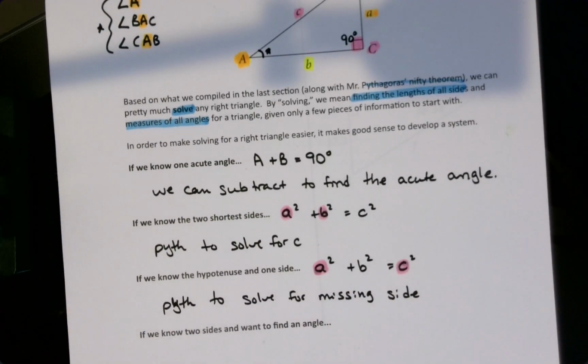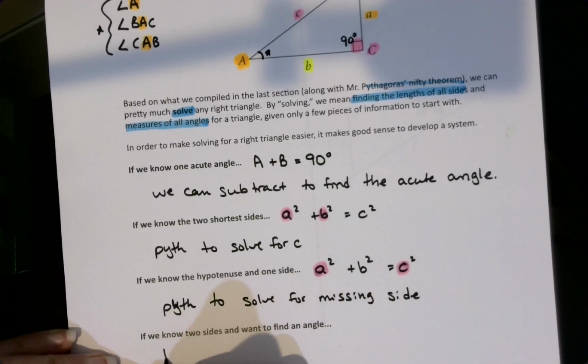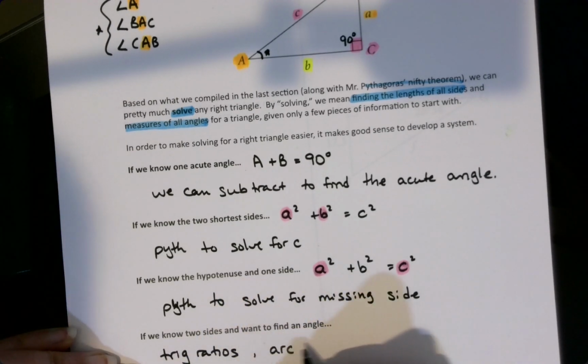And then if we know two sides and we want to find an angle, that's where our trig ratios are going to come in. We're going to be able to use trig ratios and arc trig functions or inverse trig functions.